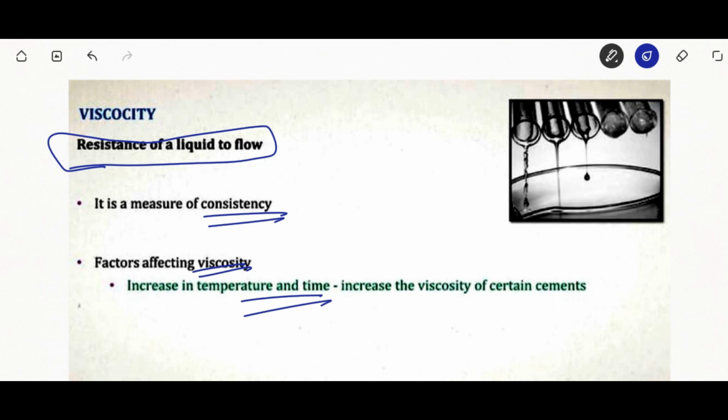Increase in the temperature and time will increase the viscosity of certain cements. What is setting time? It is the time elapsed from the start of mixing to the point at which the material reaches a desired hardness or consistency. Working time is the time elapsed from the start of mixing to the point at which the consistency of material is no longer suitable for its intended use.